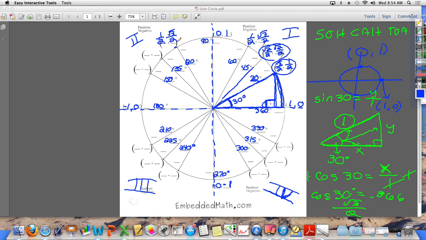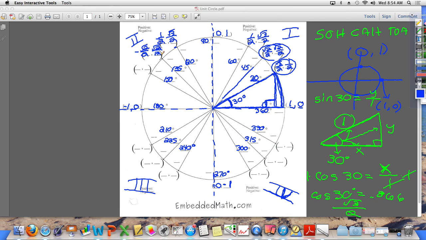This one, cosine of 135 degrees. It's going to be negative because it's an x value and it's in quadrant 2. So it is, I believe, negative square root of 2 over 2. What about the sine of 135 degrees? Square root of 2 over 2. It's positive. It's a y value, and in quadrant 2, the y values are positive.